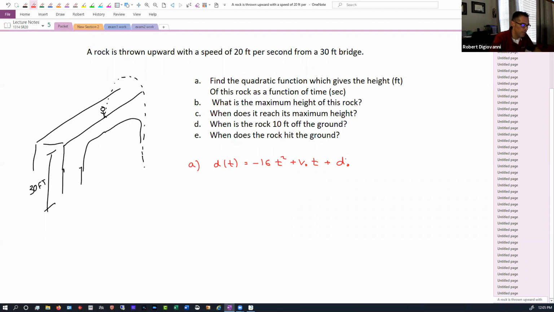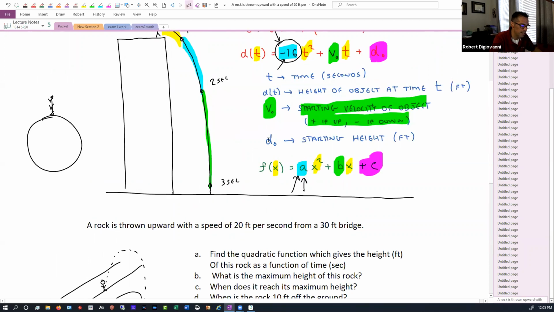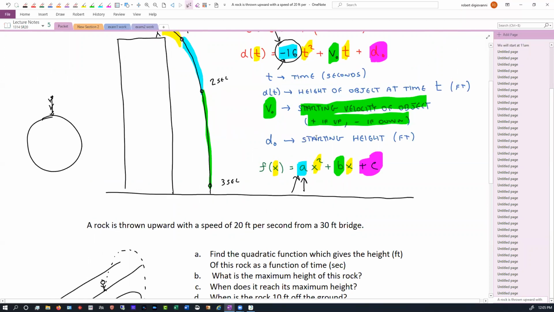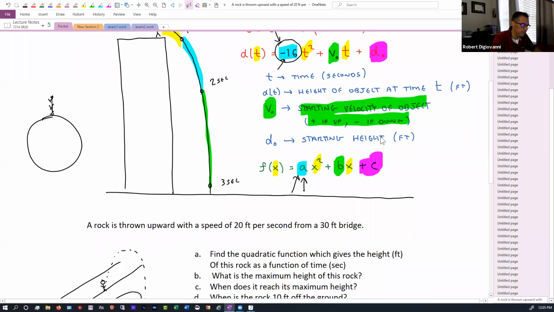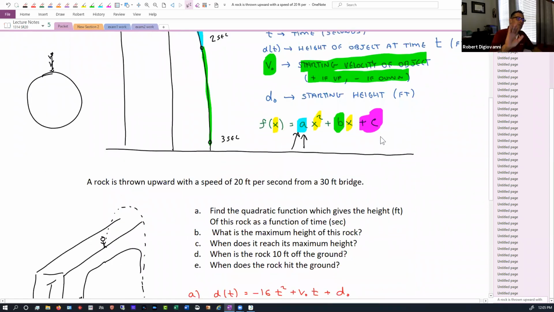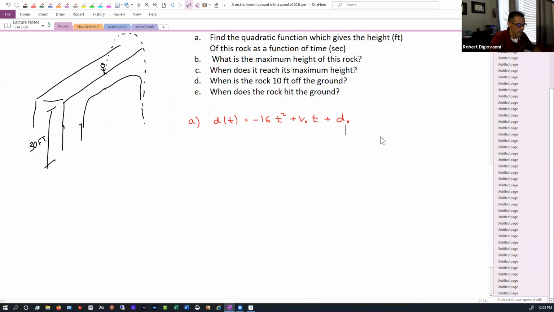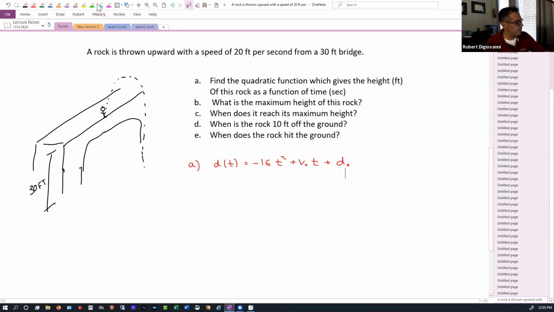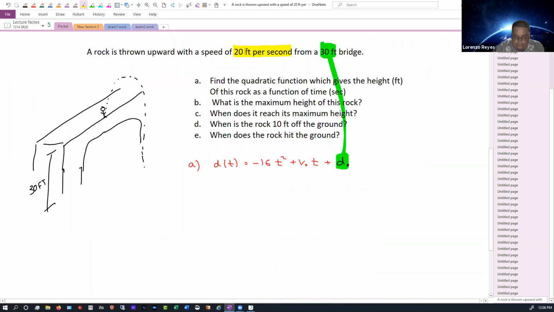So remember what they were. What was d naught? Starting height. Are we given the starting height of the ball? 30 feet. We're going to ignore the height of the person and where it left their hand. We'll say it was 30 feet when it left the hand. So 30 feet should be our d naught. And v naught, the speed of the rock when it left the person's hand, should be 20 feet per second.